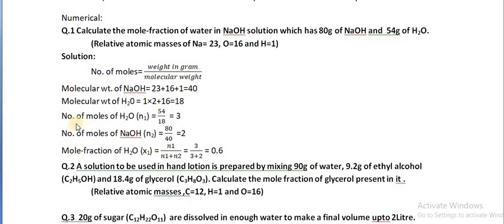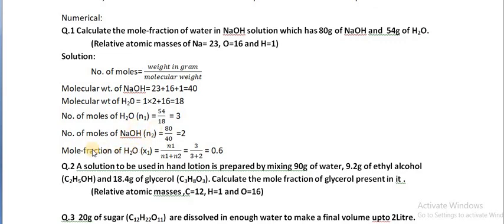Now according to the formula, the number of moles of water, N1, is weight in gram by molecular weight. The weight is 54 gram, given in the question, divided by 18 molecular weight. So it will come as 3. Similarly, the number of moles of sodium hydroxide, N2, will be weight in gram, that is 80, divided by 40, which will come as 2. So we got the number of moles of water and of sodium hydroxide.